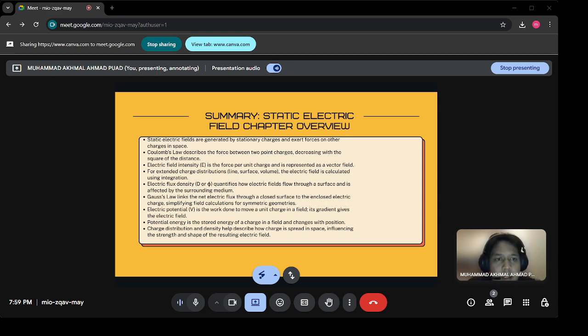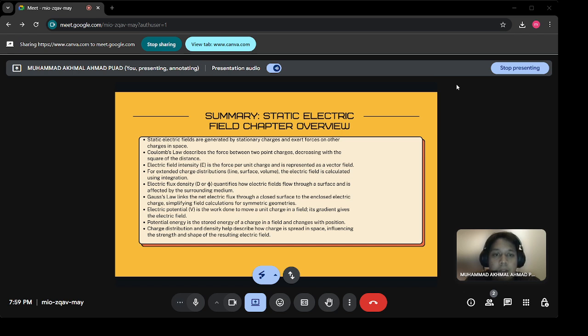So, for the summary of the static electric field chapter overview, static electric fields are generated by stationary charges and exert force on other charges in space. Coulomb's law describes the force between two point charges, decreasing with the square of the distance. Electric field intensity E is the force per unit charge and is represented as a vector field. For extended charge distributions, line, surface, and volume, the electric field is calculated using integration.